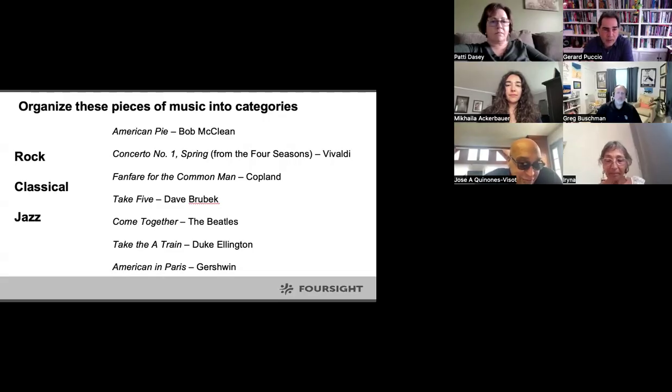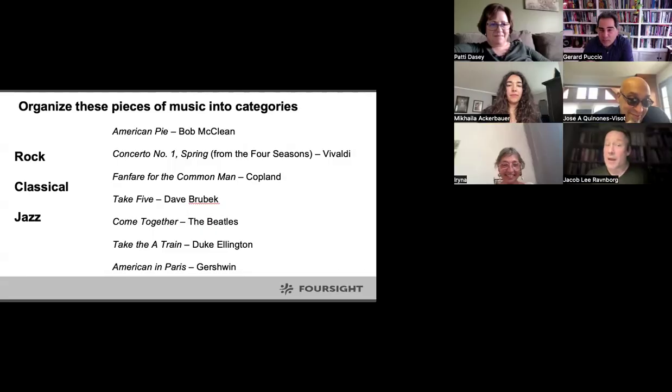Rock. Concerto No. 1, Spring from the Four Seasons, Vivaldi? Classical. How about Fanfare for the Common Man by Aaron Copland? Rock. Jazz. Rock, jazz. That's good. Debate is good. I was hoping to get an example of that. How about Take Five with Dave Brubeck? According to AI, it's one of the top jazz pieces of all time.